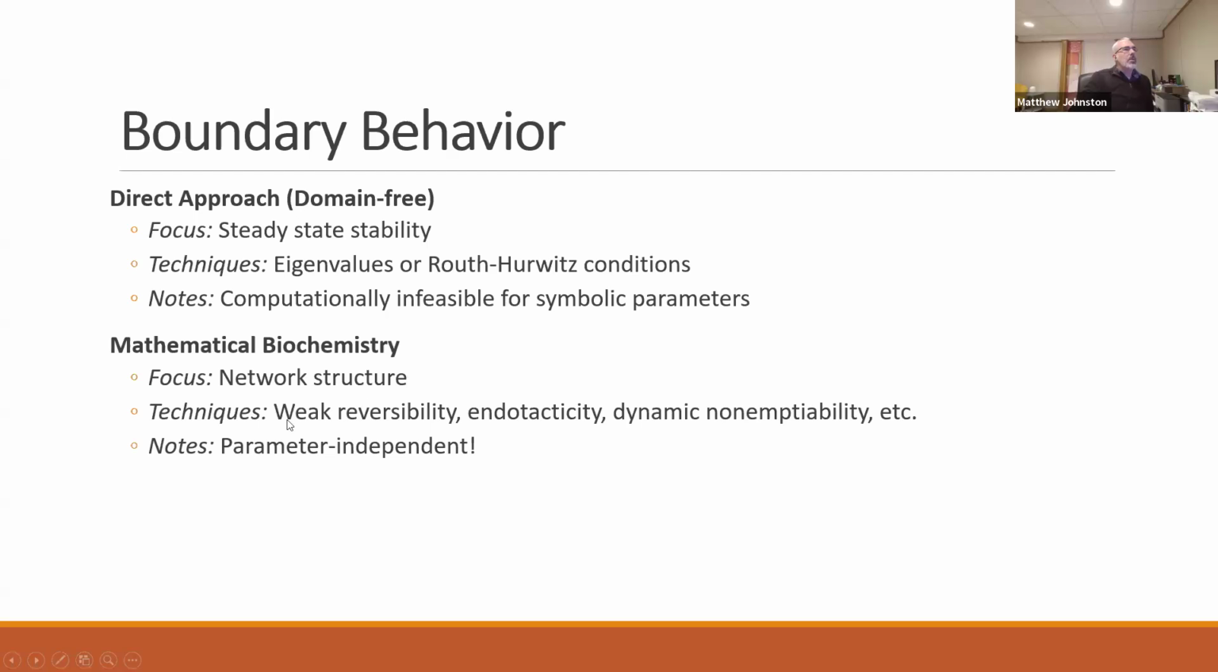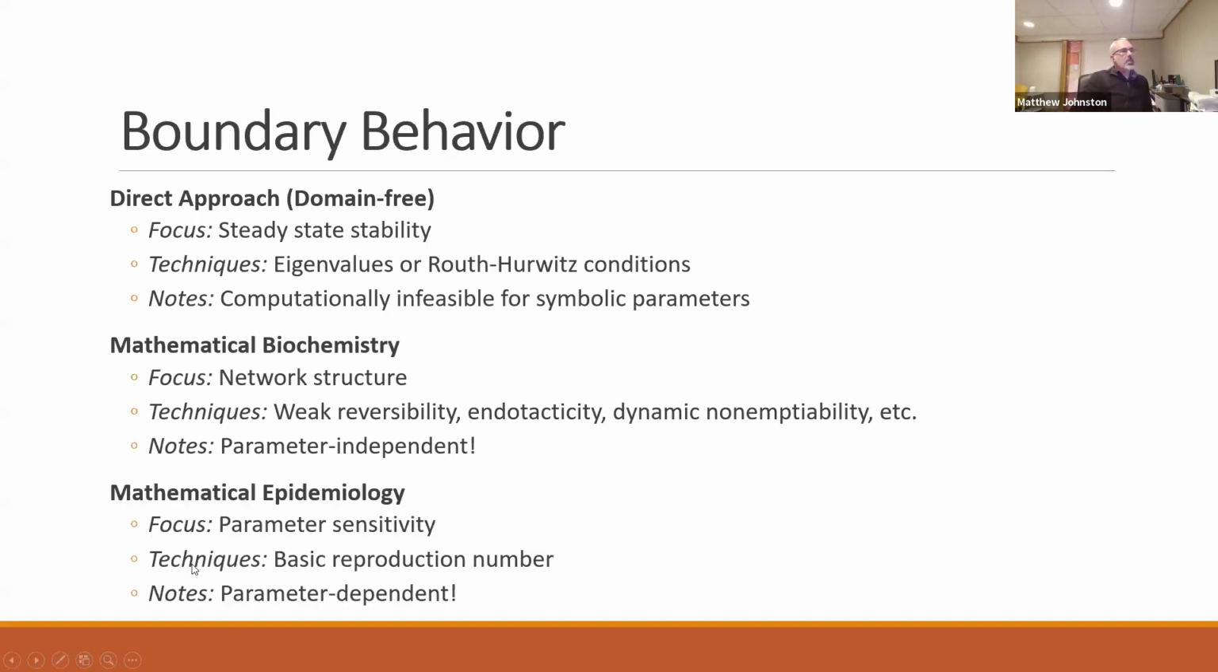You'll hear a lot about persistence and permanence in this context. Usually the key note is that it's parameter independent. We're talking about the structure of the system. We're not saying it is permanent for some set of parameter values and not permanent for others. We want it to be for every set of parameters. The wiring of the network is sufficient to guarantee that things survive.